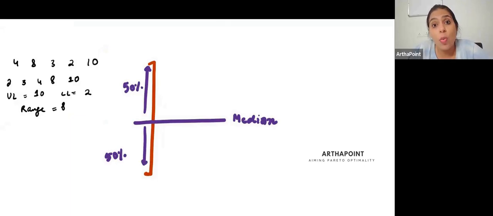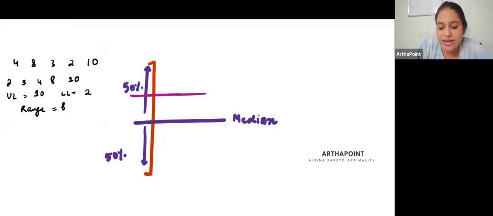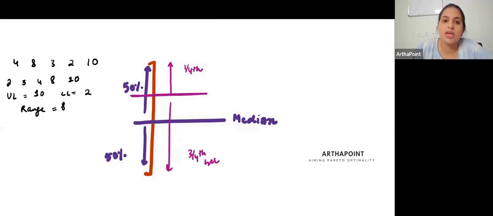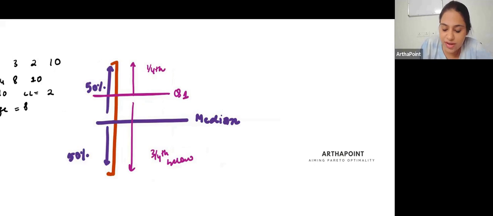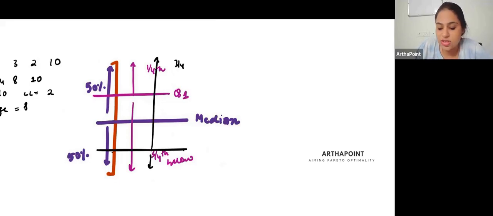Now, what is Q1? Q1 is such that if I go ahead and divide the data set, 1/4 of the data set would be above and 3/4 of the data set would be below. This value would be called Q1. Similarly, what would be Q3? If I put a break here, such that 3/4 is above and 1/4 is down, then it would be Q3.